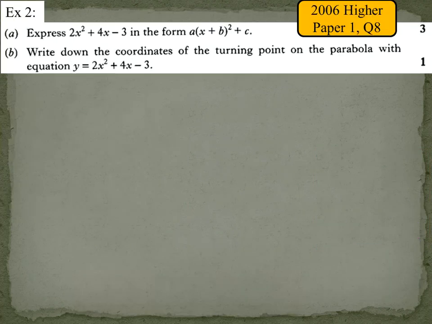Second example, this is actually taken from an older past 2006 higher paper 1 question 8. So feel free to have a go at both A and B. Part A, relatively straightforward. It's just completing the square at higher level, watching out for the coefficient. So we take the 2x squared plus 4x minus 3, and we take the common factor of 2 out. That leaves x squared plus 2x in the bracket. Remember, we take the common factor out of the x term as well, but not the minus 3.